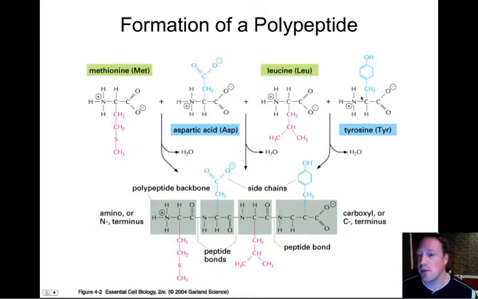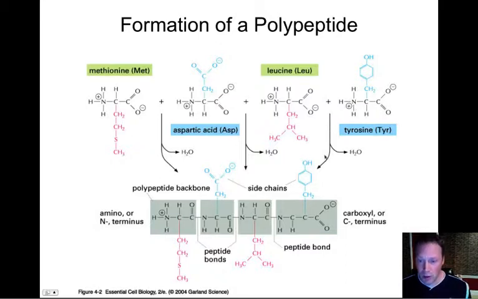So if we look at these 4 amino acids, they're separate. They each have an amino and a carboxyl. Here's another amino and a carboxyl. Here it is again, amino group, carboxyl. And the last one here, here's an amino group and a carboxyl.